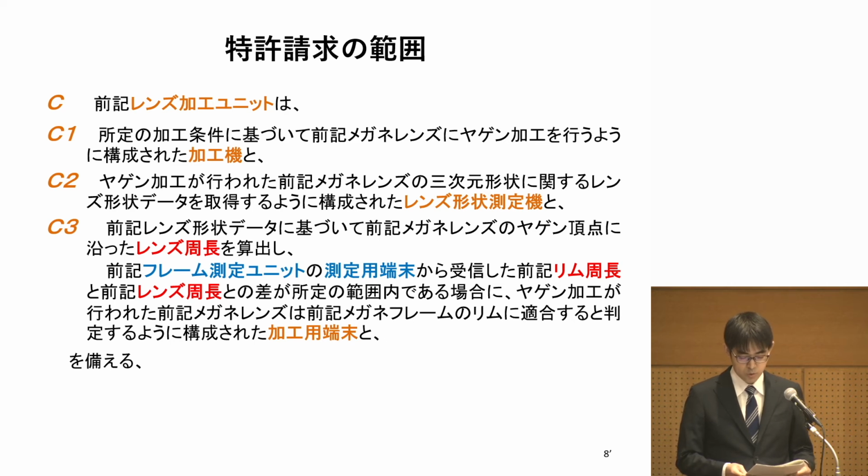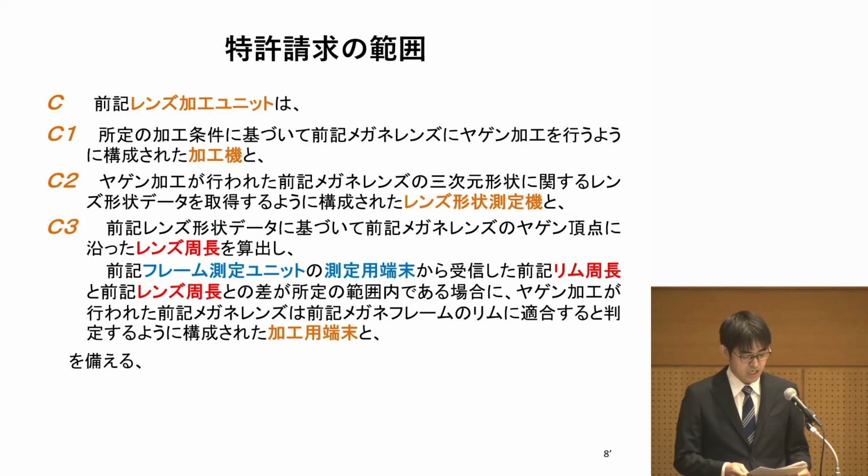This is the details of the lens processing unit. You can see points C to C3 on this slide. What I'd like you to look particularly at item C3. This is the explanation about the reception of data and the details of the rim circumference length and the lens circumferential length and the difference.